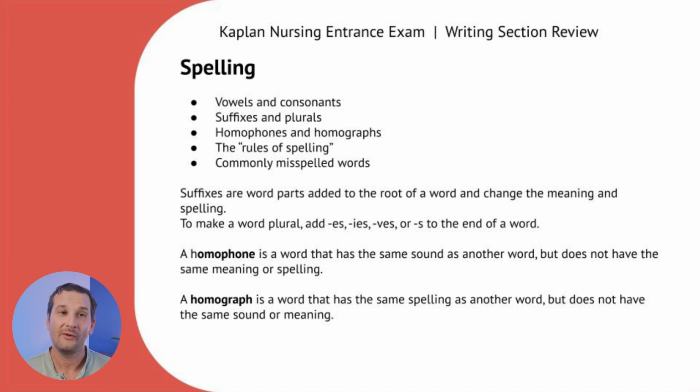So you really need to know things like vowels, consonants, suffixes, plurals, homophones and homographs. Right, so a homophone has the same pronunciation but different meaning or spelling. So an example might be something like bear, where it could be B-E-A-R, or it could be bare, like barren, not having anything. While a homograph is spelled the same, but it has a different meaning. So this could be a word like bark, where it could be a dog's bark, or the bark of a tree. So know the differences between homophones and homographs.